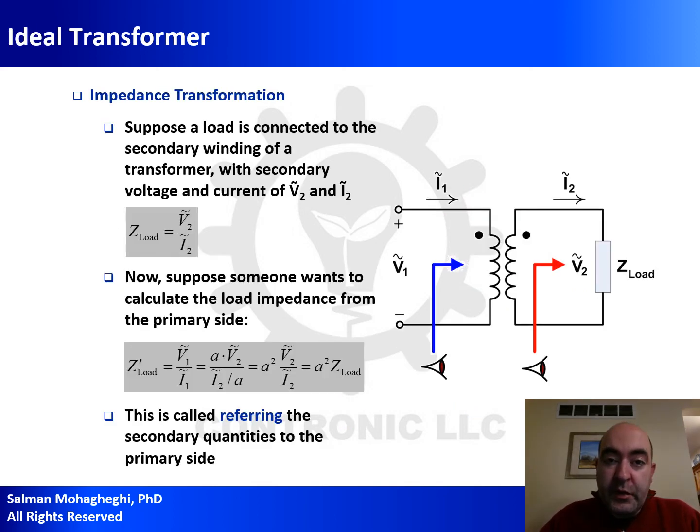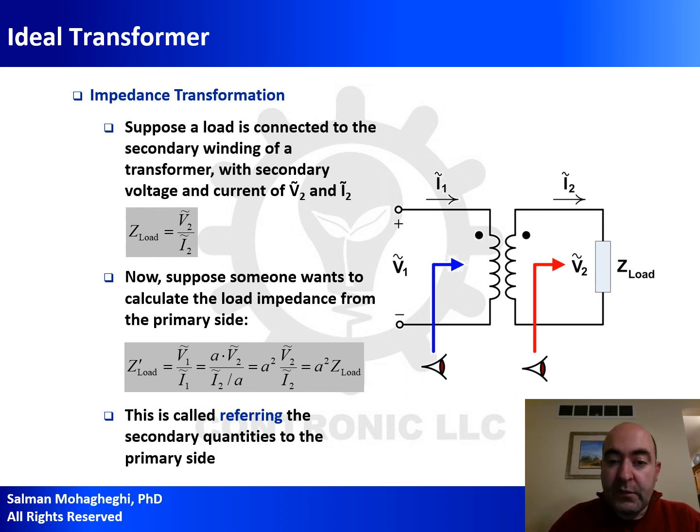Another interesting feature of transformers is what they do to impedances. The value of the impedance would be different depending on where you're looking at it from, whether you're looking at it from the primary side or the secondary side. We call that impedance transformation. In order to understand this, let's consider this example.